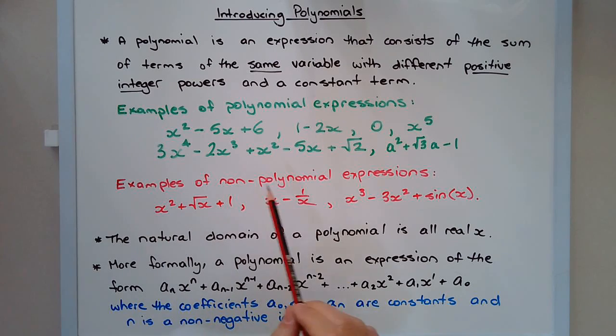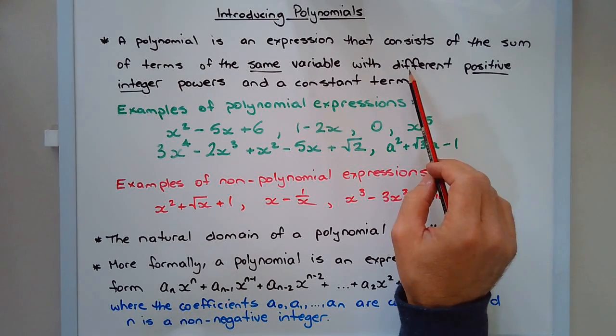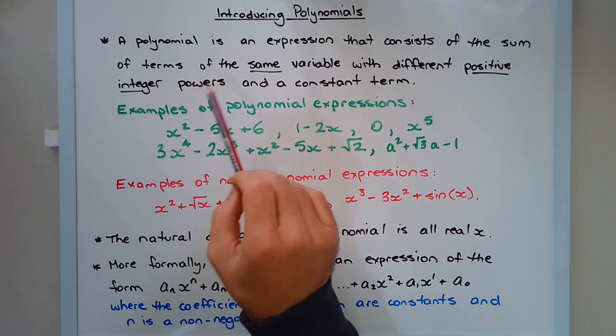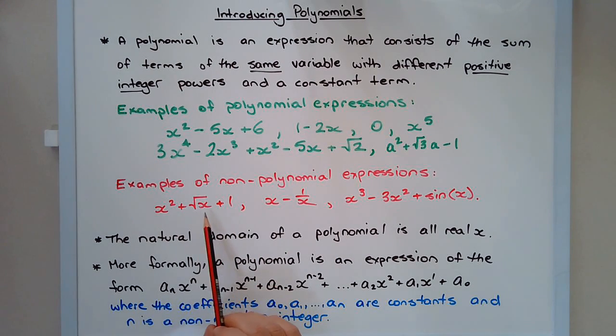Now, examples of non-polynomial expressions. X squared plus the square root of x plus 1. Now this one breaks the definition here, different positive integer powers. Now square root of x is a positive power or a positive index, but it's not an integer one. So square root of x is x to the power of half, so that breaks the definition.